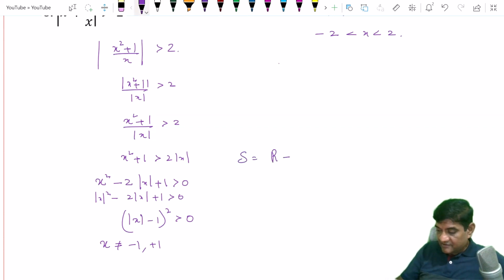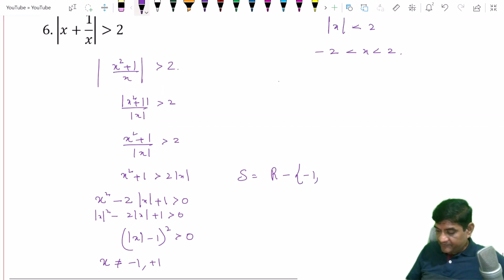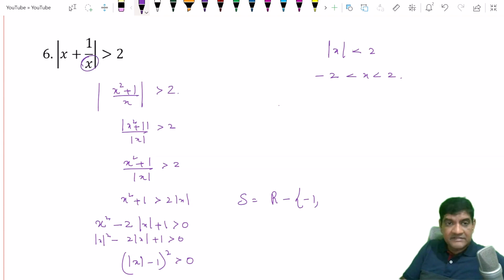real numbers except for -1. And also please remember that x cannot be 0, because if x is 0, then this is going to be a 0, and that's going to be an infinity or undefined. So 0 and plus 1. Except for these three values, the solution set is that. Let's go to the next question.